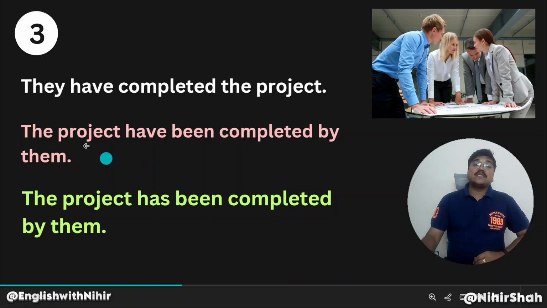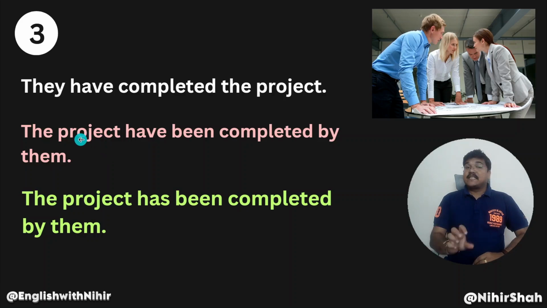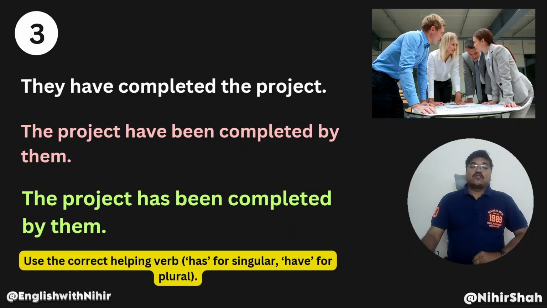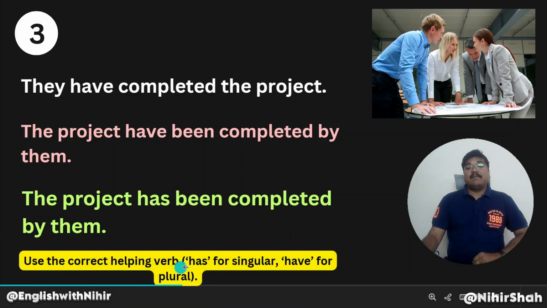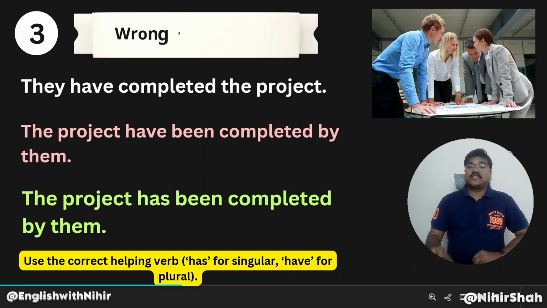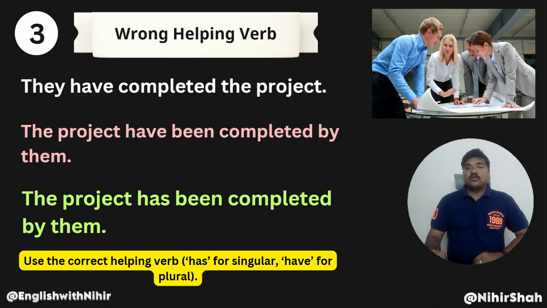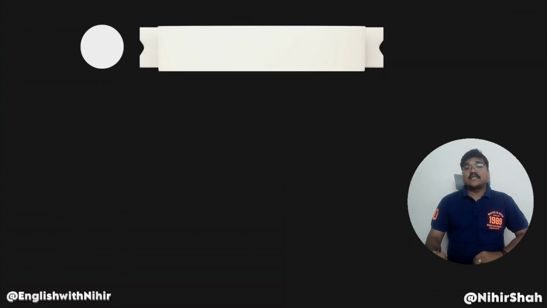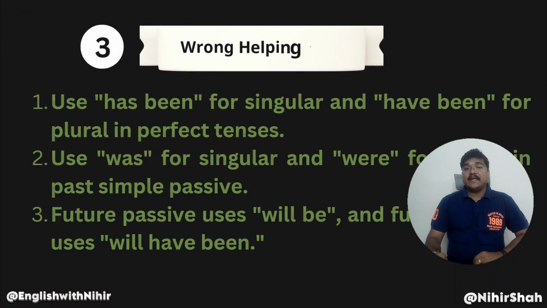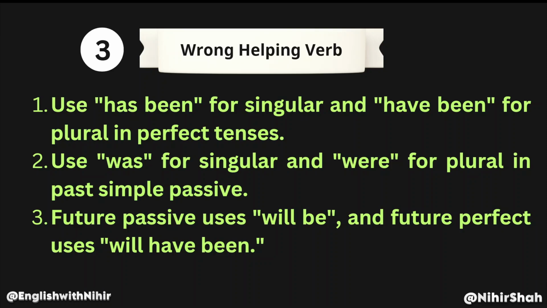Why? Because the project here is singular. So for a singular subject, a singular verb will come. That we have already learned in our subject verb agreement series. So this is the answer. Use the correct helping verb: has for singular, have for plural. This is the mistake: wrong helping verb selection. You don't have to make this mistake. To sum up the third scenario, these are the points that you have to keep in mind. These are the helping verbs that you have to remember.